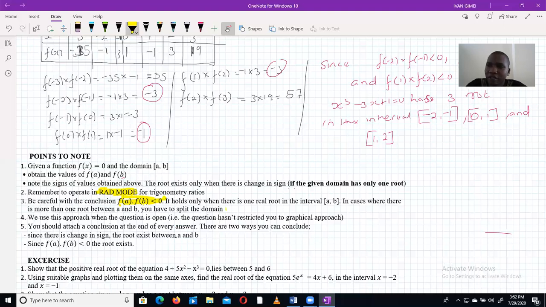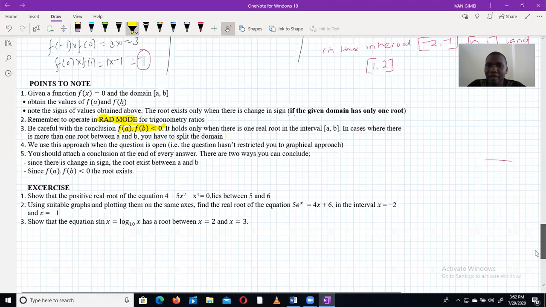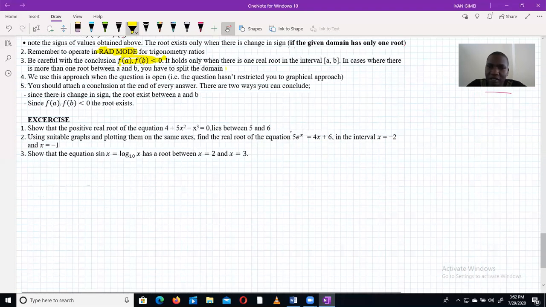So you'll try out this example, this question exercise here, after watching this. Try it out, then reach me if you want to give me feedback.